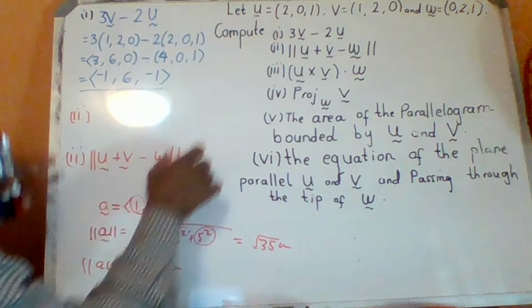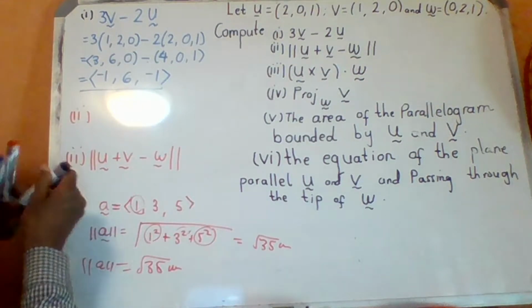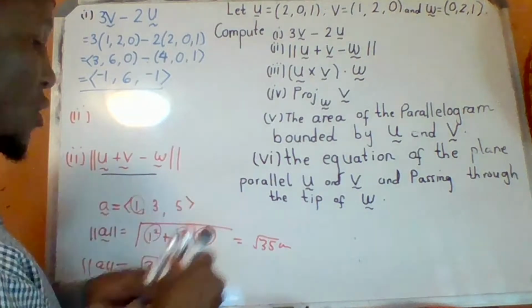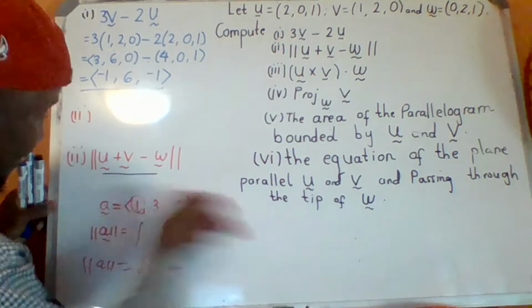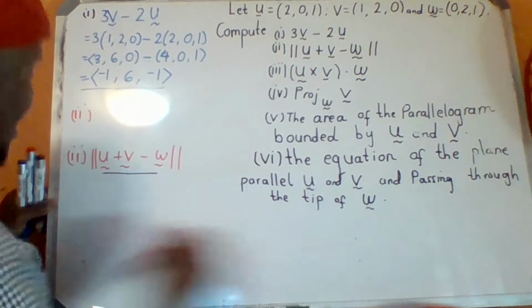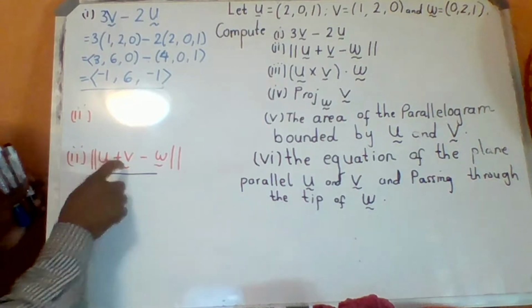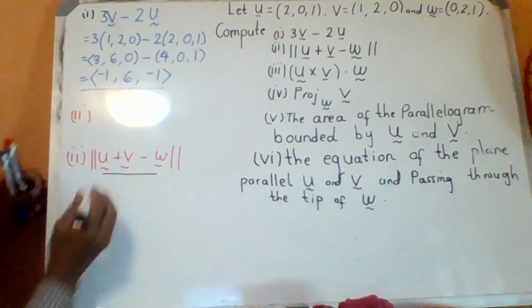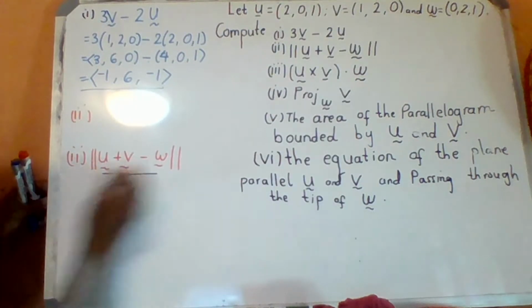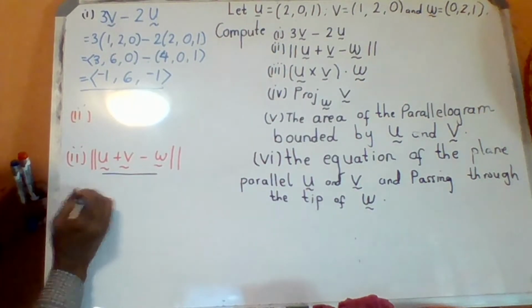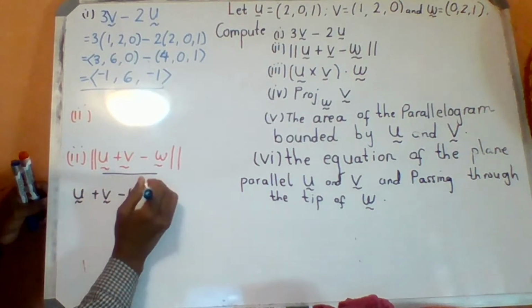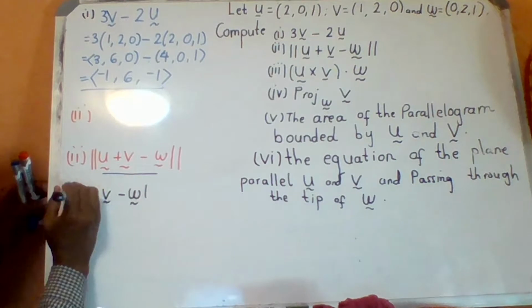For this case here, we can't find the magnitude until we find this vector first. So we're going to have to simplify, get this vector, and then find its magnitude. It's easy. So let's get this vector here. We're going to say u plus v minus w. Let's find it.